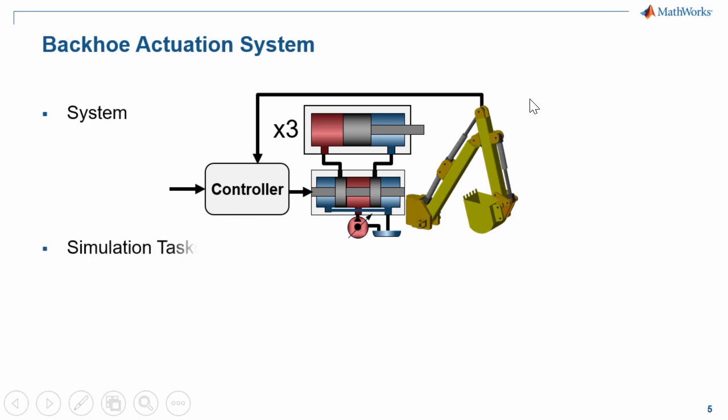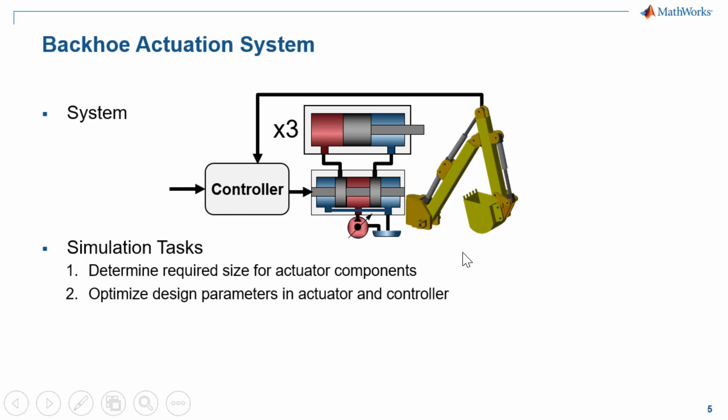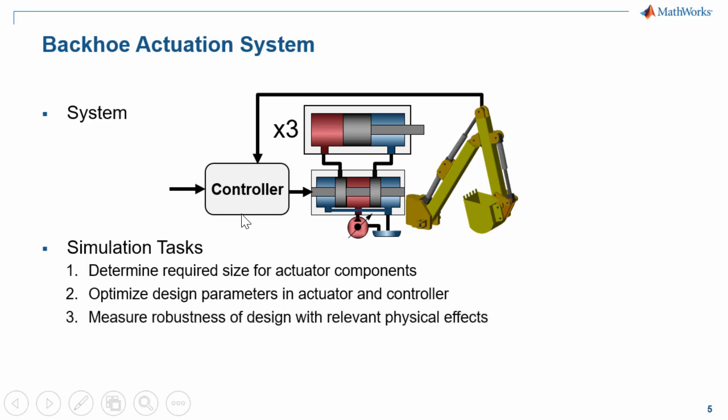We have a number of tasks that we wish to use simulation to perform. We want to determine the required size for the actuator components, the cylinder, the valve, the pump, and others. We want to use simulation to optimize design parameters in the actuator and in the control system. We would like to use simulation to measure the robustness of the design with relevant physical effects, such as hydraulic forces within the valve.